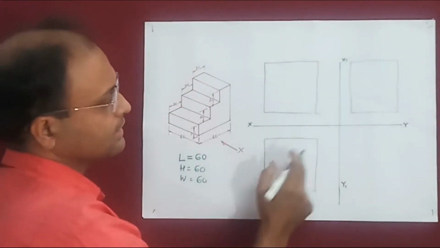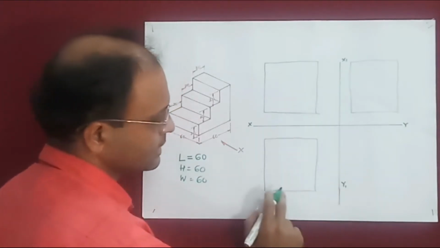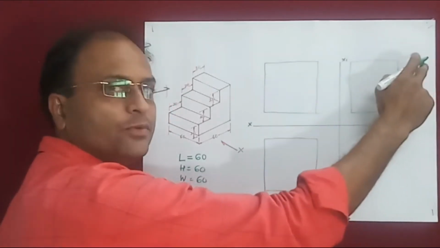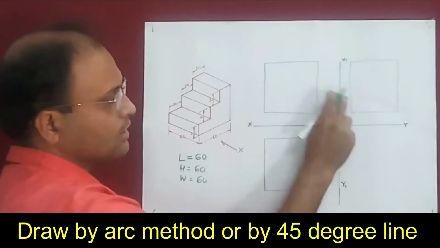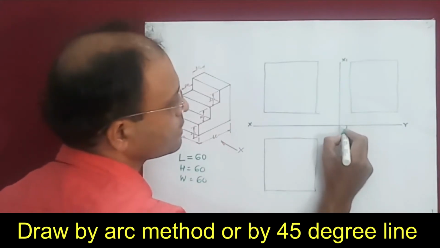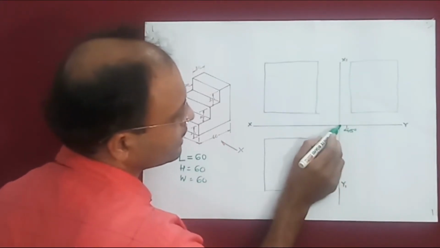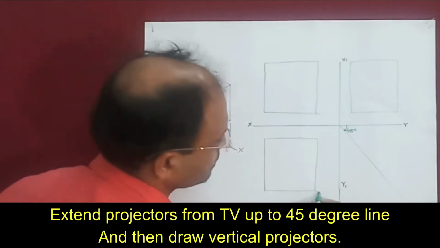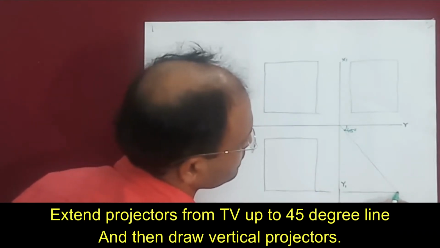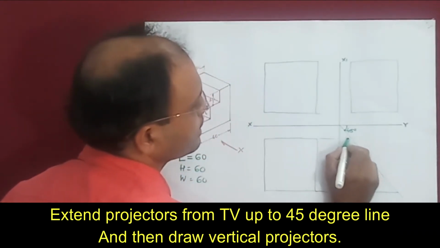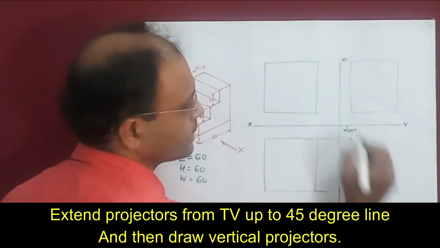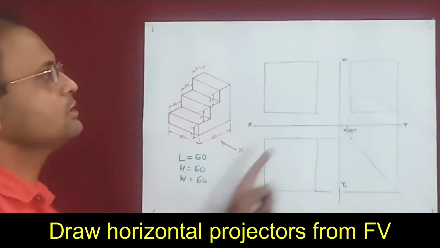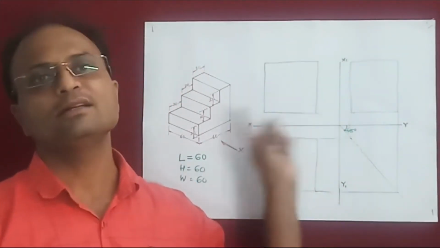Now for drawing this rectangle, the procedure we have to follow is to extend these projectors from the top view up to x1 y1, then draw horizontal projectors from the front view. Here there are two ways: either we can use the arc method or we can draw a line at 45 degrees. I have drawn one line at 45 degrees. Now we have to extend these projectors up to this 45 degree line. So draw this projector up to this line, this projector up to this line, and from here we draw vertical projectors. Wherever they intersect with these horizontal projectors, that will be the rectangle for the left hand side.